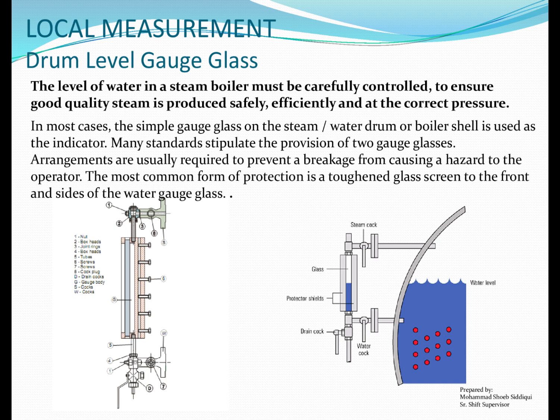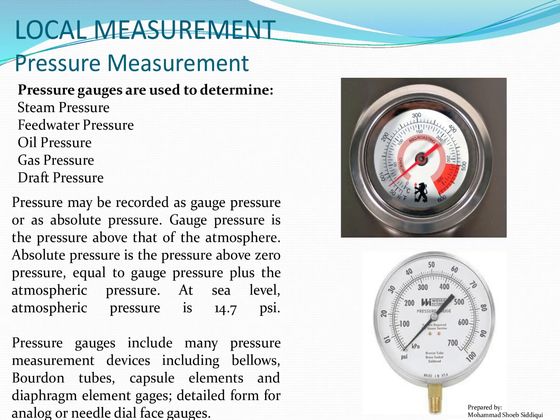In most cases, the simple gauge glass on the steam water drum or boiler shell is used as the indicator. Many standards stipulate the provision of two gauge glasses. Arrangements are usually required to prevent a breakage from causing a hazard to the operator. The most common form of protection is a toughened glass screen to the front and sides of the water gauge glass.